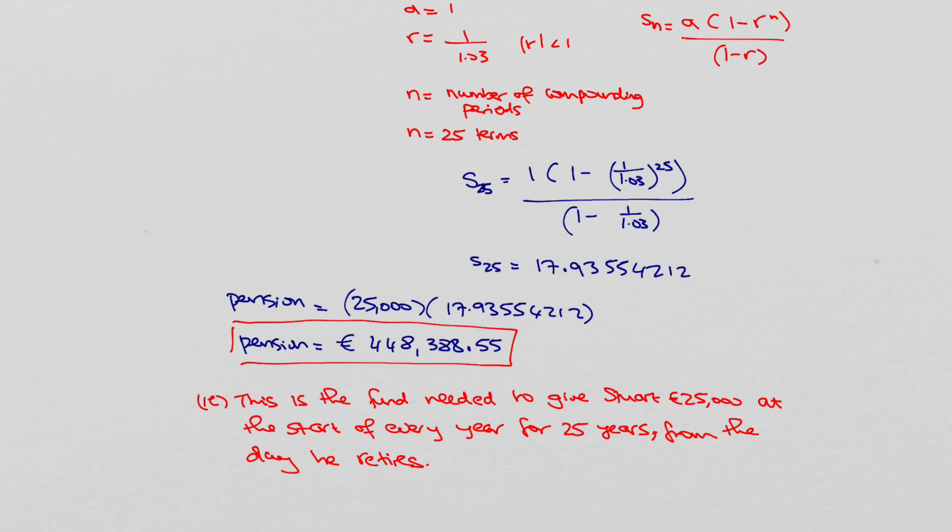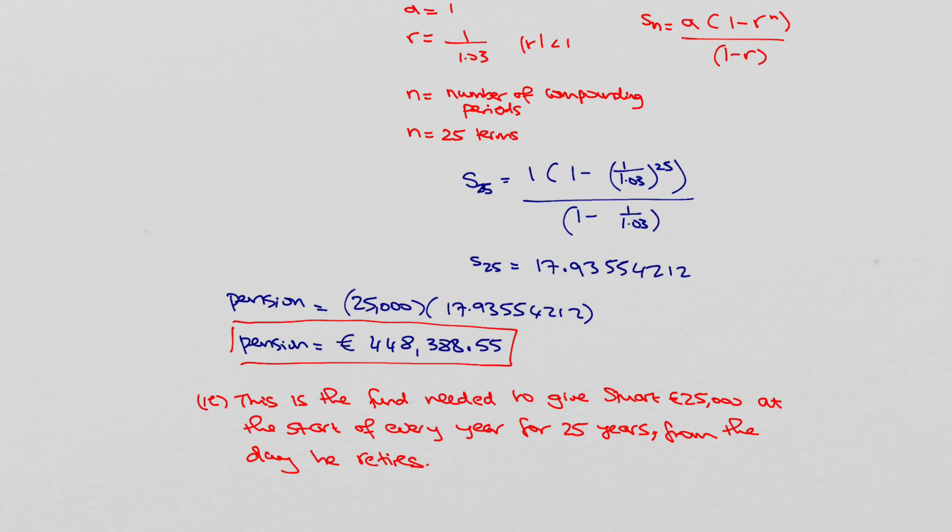Okay, so the next thing that we need to look at is, well, if this is the fund that he needs to give him €25,000 every year at the start of every year for 25 years after he retires, now I'm planning for the future. How much do I need to actually save in order to give me this pension fund that I want? In other words, I need to pay into my account to give me this pension. As a teacher, we don't have to worry about that because our pension is automatically taken out of our wage.